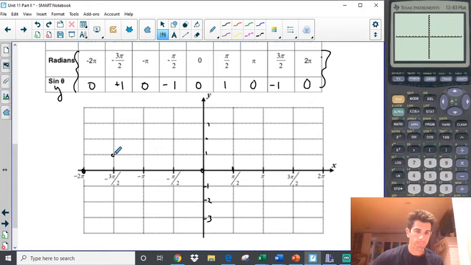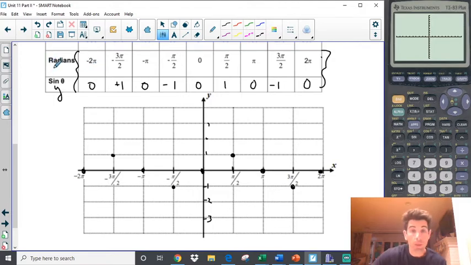So here you have 1. Then at negative pi, you're at 0. Then at negative pi over 2, you're at negative 1. 0, 0. Pi over 2, 1. Pi, 0. 3 pi over 2, negative 1. And 2 pi is 0. So again, I'm graphing these points.